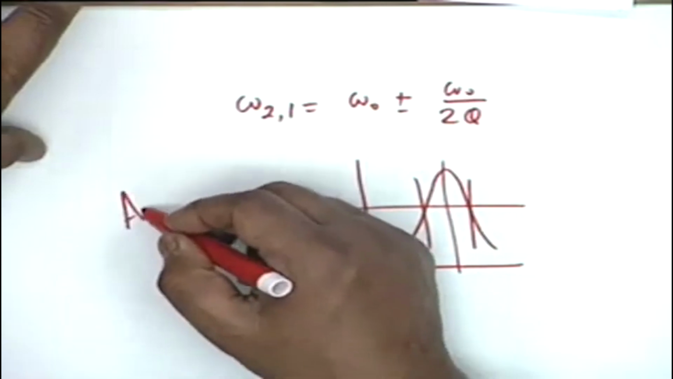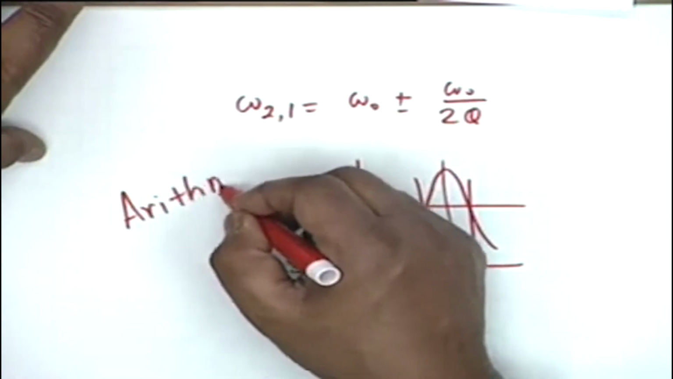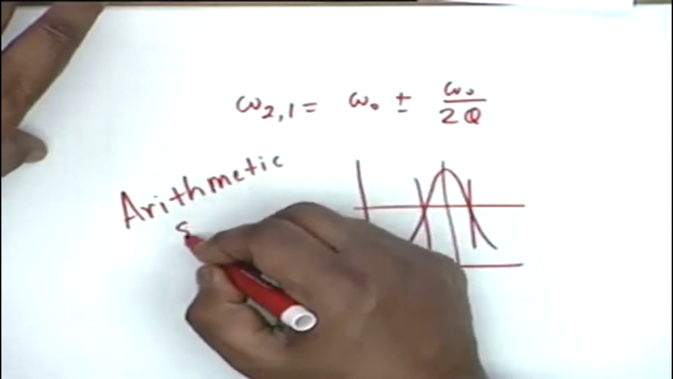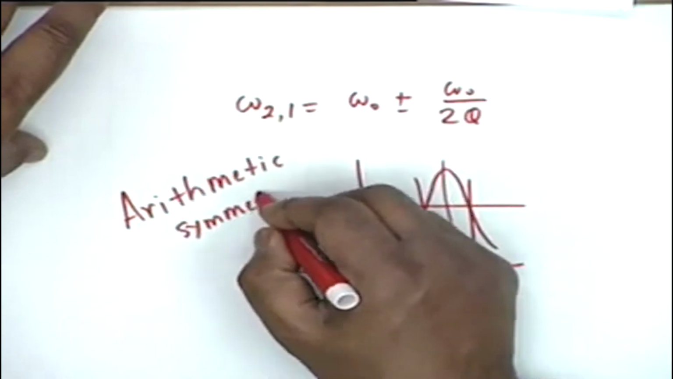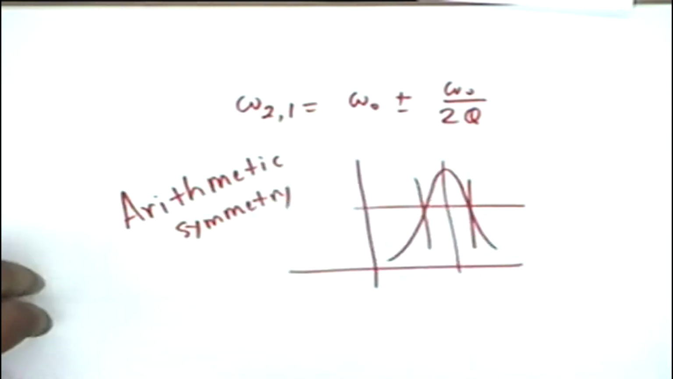Is the point clear? Arithmetic symmetry and geometric symmetry are facts of life, and one has to recognize them, appreciate them, and utilize them. We shall conclude this class with a couple of examples. One example and another a problem.